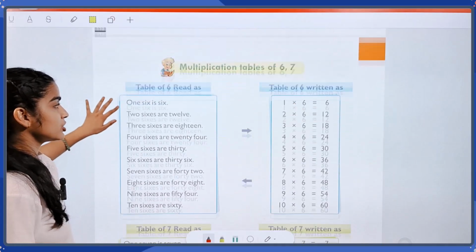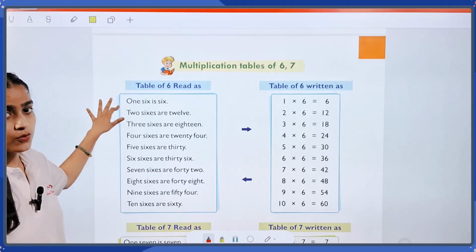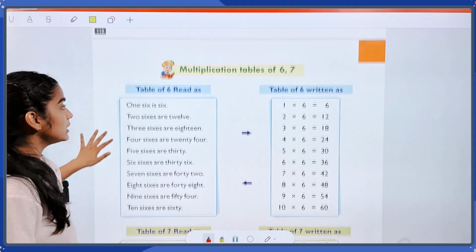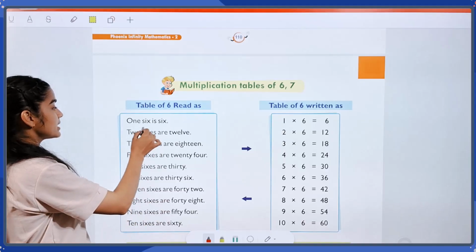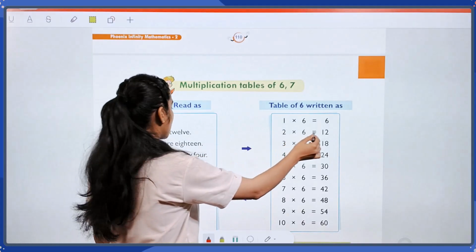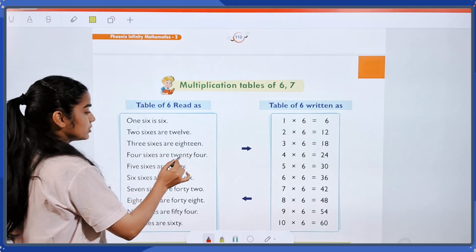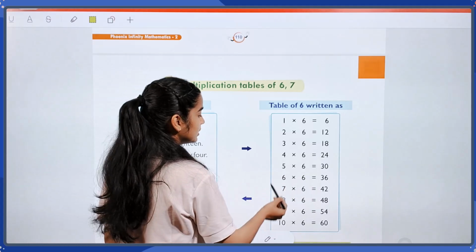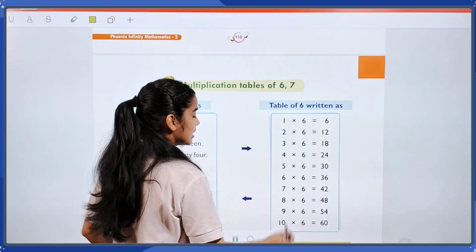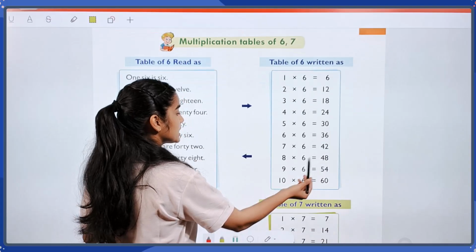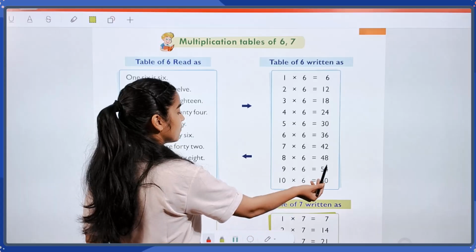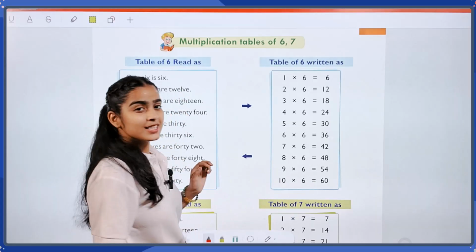Now multiplication table of 6 and 7. So students, what you have to do? You have to learn this table. First read with me. 1 6 is 6. 2 6s are 12, 3 6s are 18, 4 6s are 24, 5 6s are 30, 6 6s are 36, 7 6s are 42, 8 6s are 48, 9 6s are 54, 10 6s are 60.